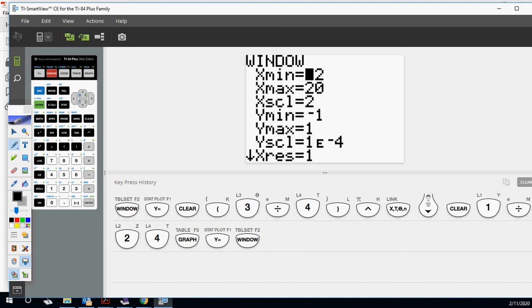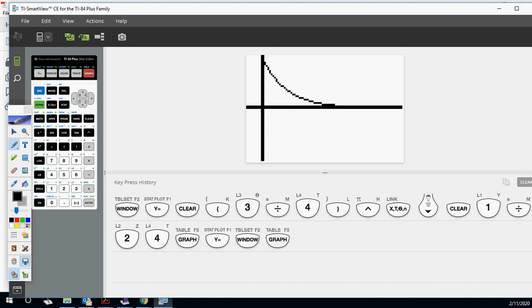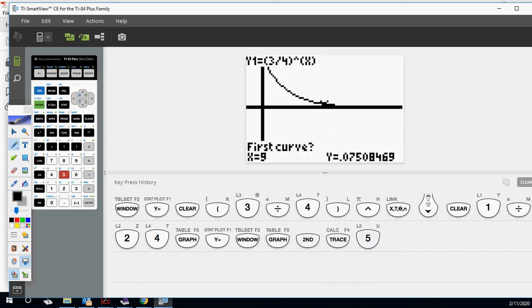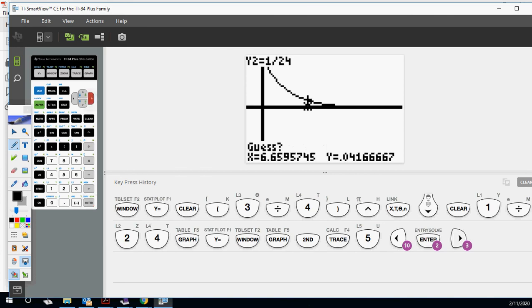Okay, and this is what my graph looks like. That bold line here is because the 1/24 is so close to the x-axis, it looks like it's together, but it's not. So if we hit second trace, number 5, first curve, just make sure it's on a curve. Move it around, make sure it's on something. Okay, it's on curve one there. Second curve, see how it jumped? It's now on the 1 over 24 line. Just hit enter, and then it says guess. Go kind of close to where you see them getting close together. It's pretty forgiving about this. And there's your answer: 11 bounces is essentially the answer.